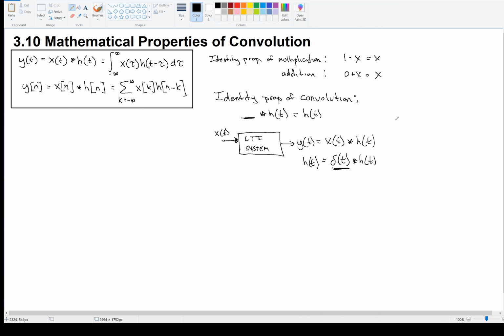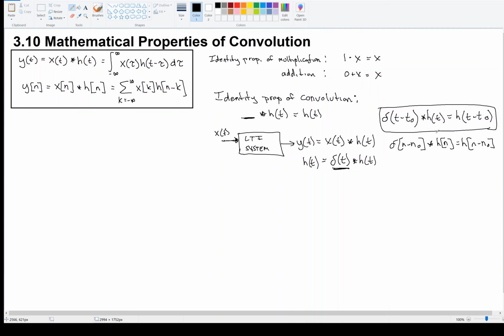So it's the delta function that is the identity of convolution. And from time invariance, a much more general property holds: if I shift an impulse by a constant and I convolve it with a signal, I get out a shifted signal like that. The same thing, or a similar thing, follows in discrete time. This is the identity property of convolution.